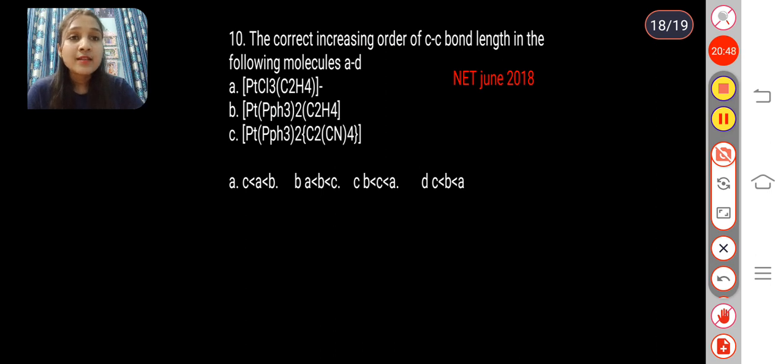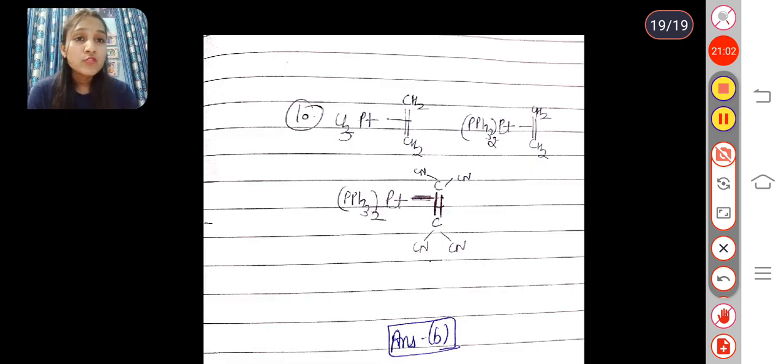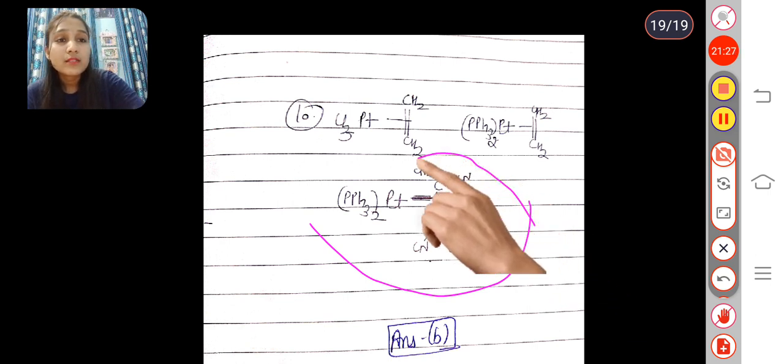Our last question is: the correct increasing order of C-C bond length in the following molecules. So firstly you have to draw the structure for this complex. In the first we have PtCl3 as 3 ligands and CH2, CH2 present here with one double bond between them. Second we have PPh3 as 2 ligands, and at last we have this type of structure. So basically we have to find out the bond length of C-C. So this is the concept of back bonding as we see in this complex.